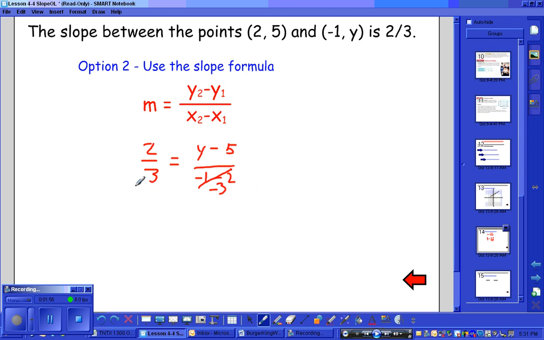This now is a proportion, so we're going to do our cross products. 2 times -3 gives us -6. And 3 multiplied by y minus 5, I'll go ahead and distribute, is 3y minus 15. Doing a little bit of solving here, we're going to add 15 to both sides. 9 is equal to 3y. And finally, y is equal to 3.